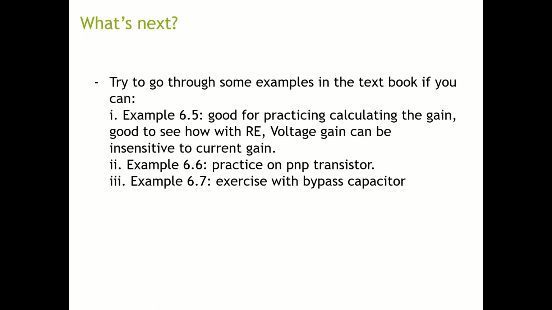So that's it for today. If you have time, please go through some examples in the textbook. For example, example 6.5 is pretty good to practice calculating the gain, and good to see how the emitter resistance can make the voltage gain insensitive to the current gain. Example 6.6 is good practice on the PNP scenario. And finally, I also want you to try out, or at least go through, example 6.7 to exercise with the bypass capacitor that we discussed in the last slide.